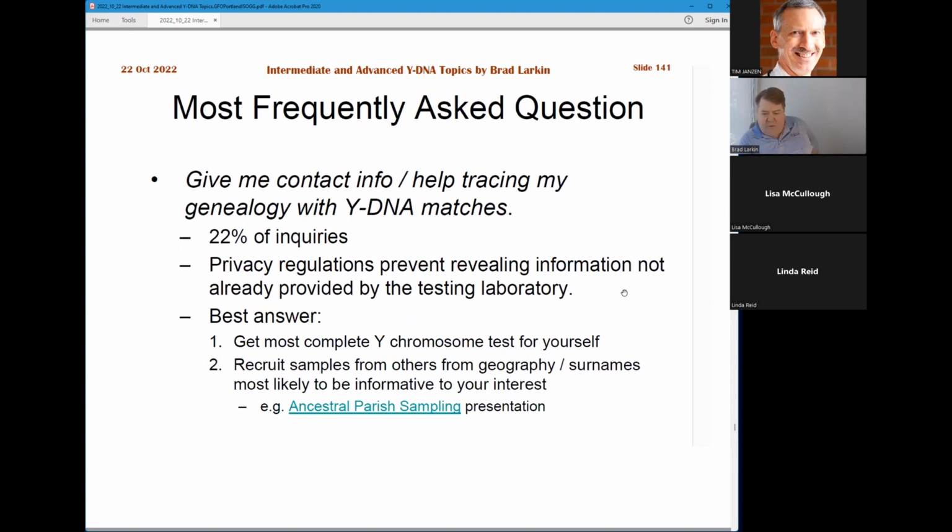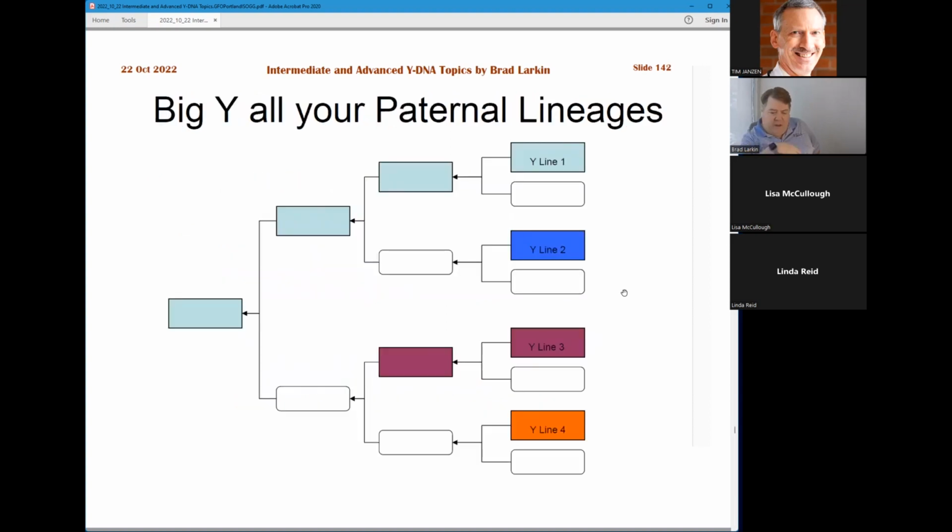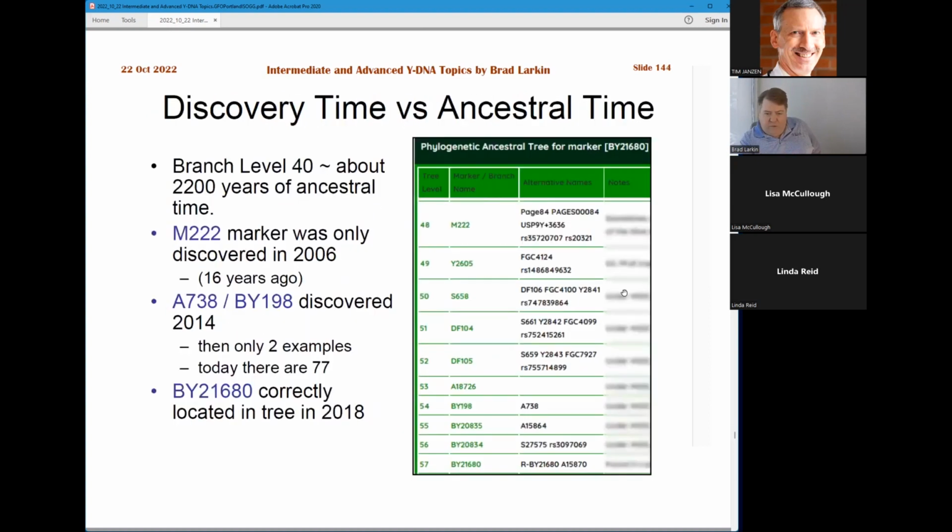In other words, the answer to your question probably lies as much in collecting other samples as it does in your own, part of what underlies my ancestral parish sampling. Also try to sample all your paternal lineages and watch out for low resolution fallacies.